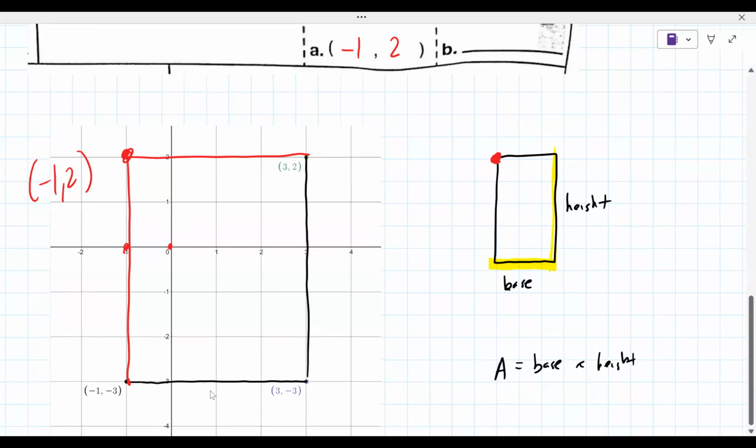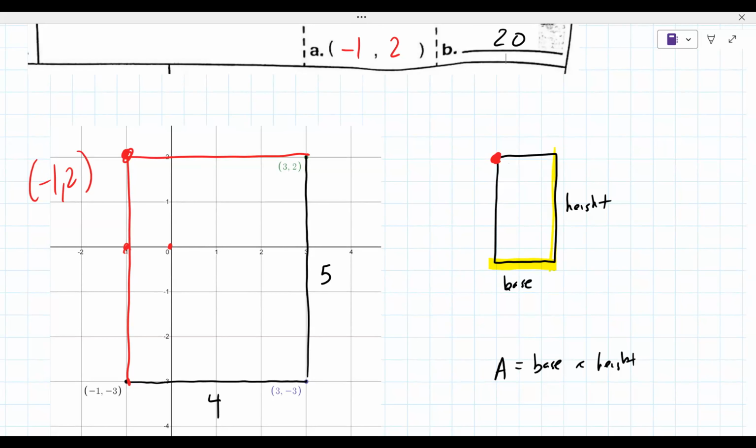Okay, so what is the base of this rectangle? How many squares do you see? Four. Okay. And what's the height? Five. Okay. What's the area? What is 4 times 5? 20. It is 20. All right. Let me get some of this down on your paper. Yeah, I got it. Okay.